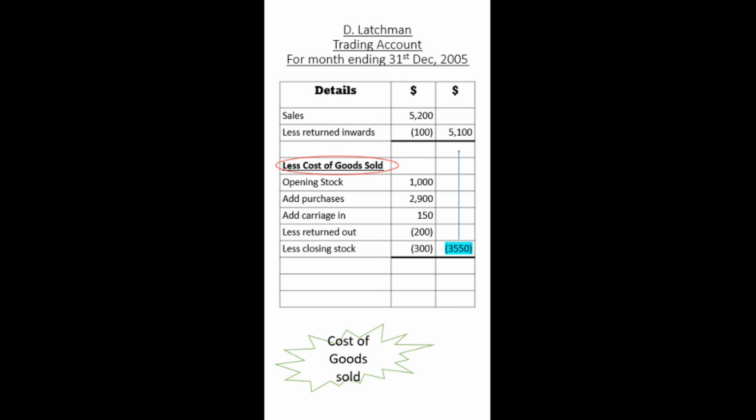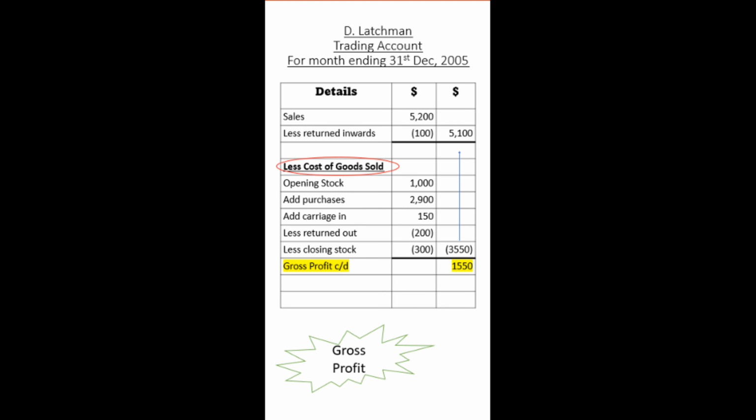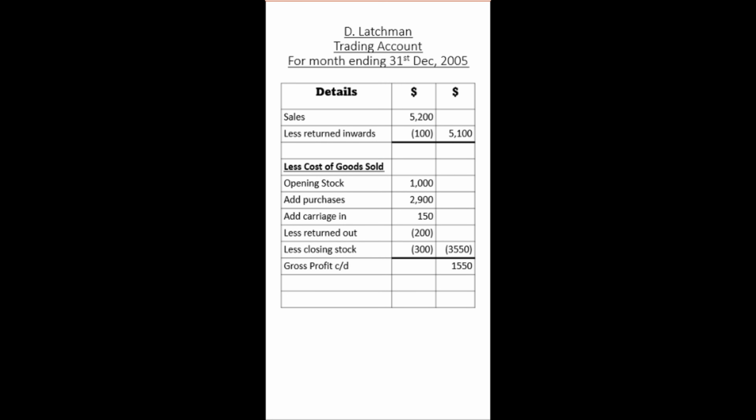And remember, the formula states that we have to less cost of goods sold from the sales. So we have to put the $3,550 within brackets to indicate we have to minus that from the final sales figure, which is $5,100. Now when we minus the $3,550 from the $5,100, we will get a gross profit of $1,550. And this is bringing us to the end of preparing our trading account using the vertical style.